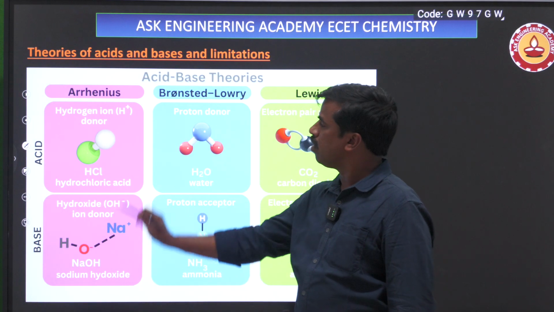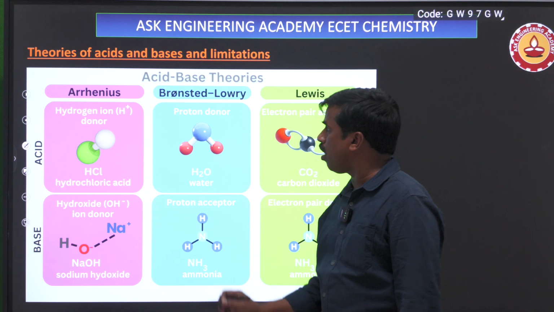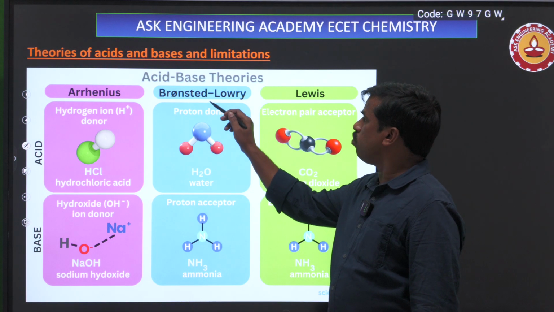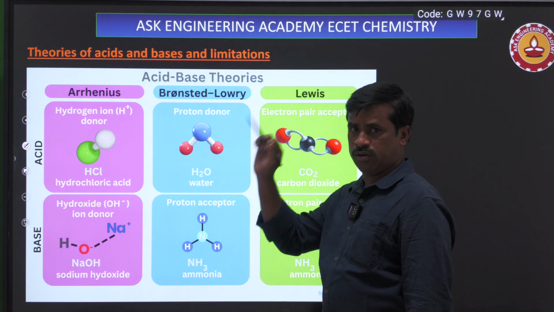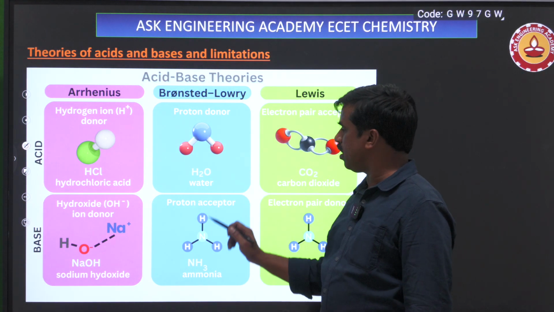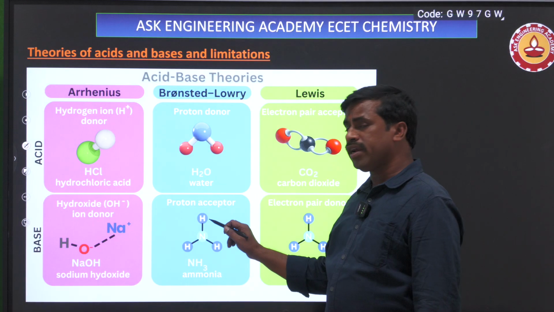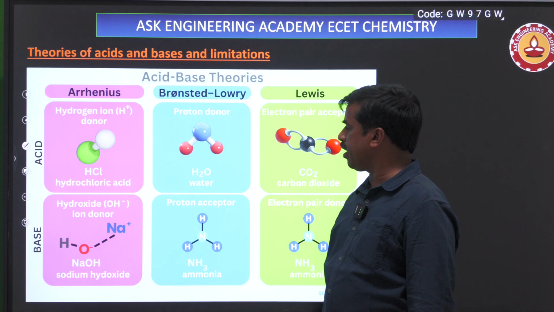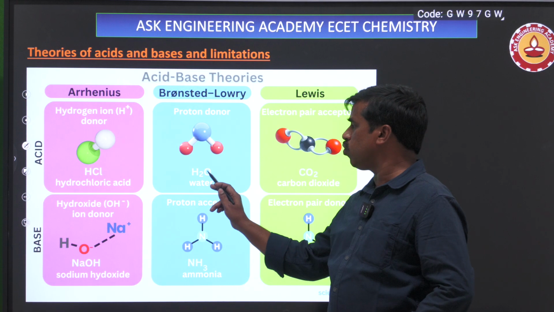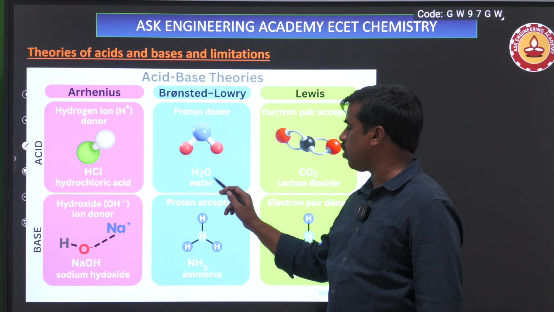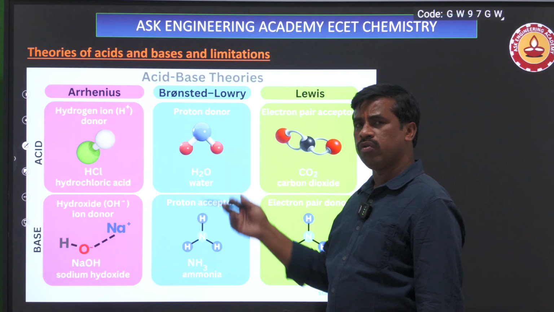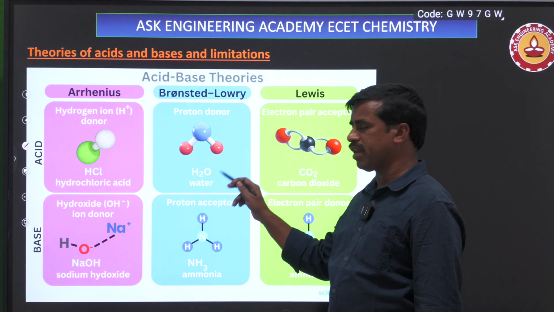Next, according to Bronsted-Lowry theory, a proton donor is an acid and a proton acceptor is a base. A proton donor is an acid, for example H2O, water. H2O will give H plus easily. H2O can act as an acid.